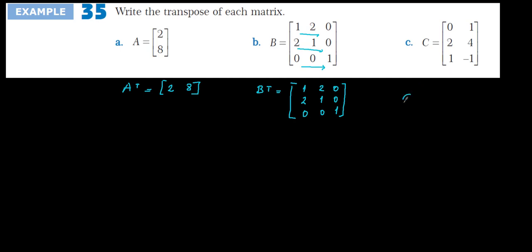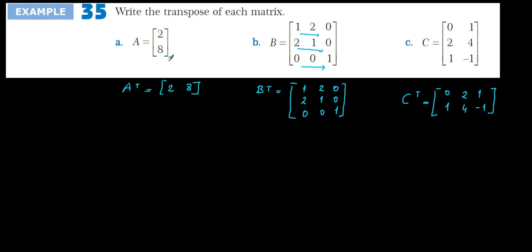Yes, and the last one, C transpose, is going to be equal to 0, 1 here. As a column I'm going to write 0, 1, then 2, 4, and 1 and minus 1, it has to be. And I'm going to write the dimensions here.